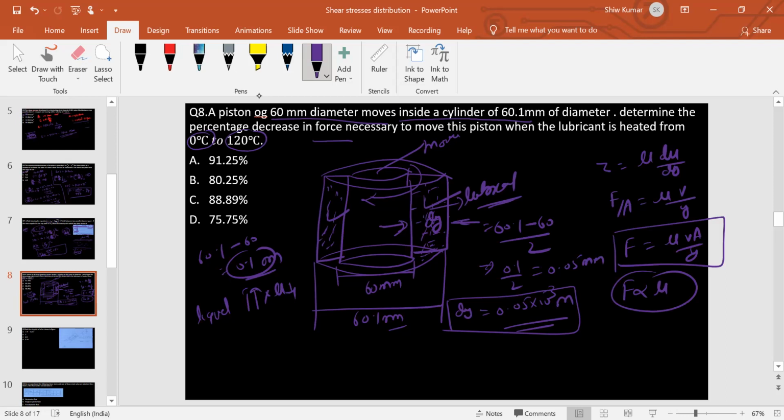So here you need to find the decrease in the force. So there is one piece of data that is missing, it is not given.